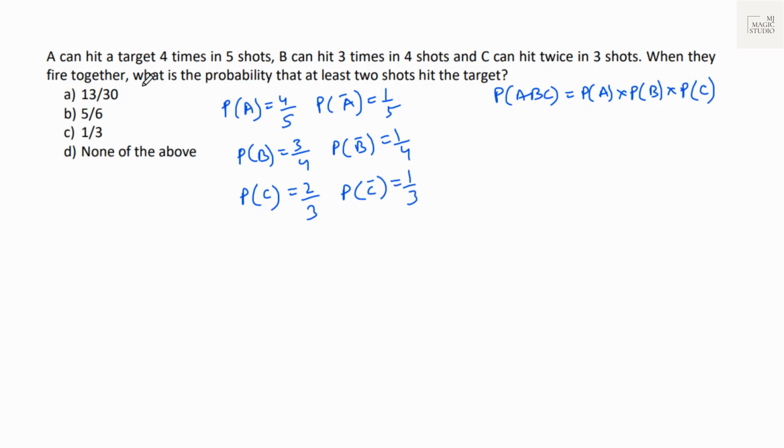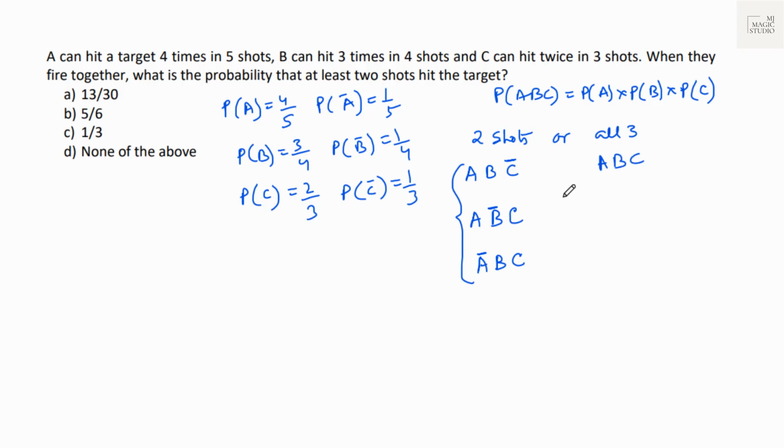Now, what is the question? When all 3 of them are firing together, what is the probability that at least 2 shots hit the target? At least 2 shots means either 2 shots hit the target or all 3 hit the target. So, for 2 shots, we will have 3 cases. A hits the target, B hits the target, but C misses. A hits the target, B misses the target, but C hits the target. Or A misses the target, B hits the target, and C hits the target. 3 cases we will get in 2 shots hitting. And all of them hitting the target is A, B, C. These are the 4 cases.